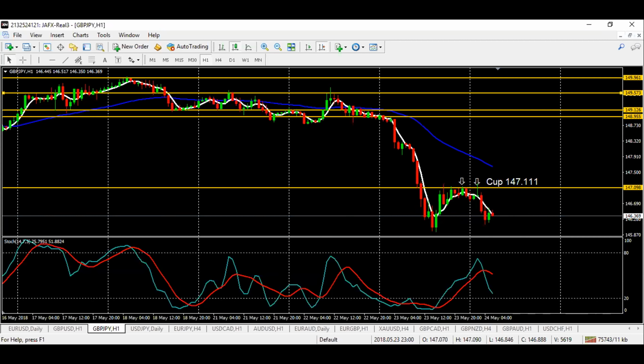So once you get this confirmation with this candle right here, you're gonna put your cup line where the bullish candlestick is followed by the bearish candlestick, right at the body, which would be 147.111. Why that bull, bear, and lower low or high?